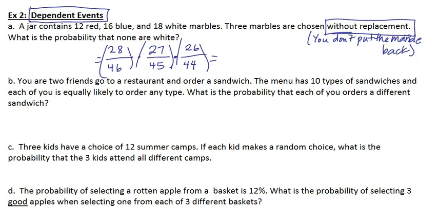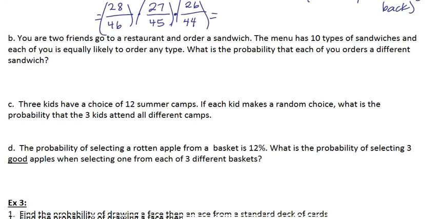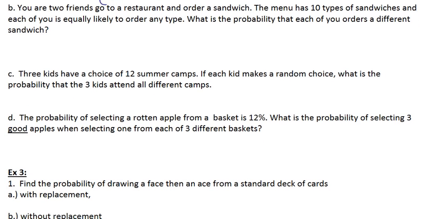All right, let's go to example B. You and 2 friends go to a restaurant and order a sandwich. The menu has 10 types of sandwiches. Each of you is equally likely to order any type. What is the probability each of you orders a different sandwich? So this problem is kind of tricky, so listen closely. You have 10 types of sandwiches to pick from. So when you order, there are 10 choices out of 10.